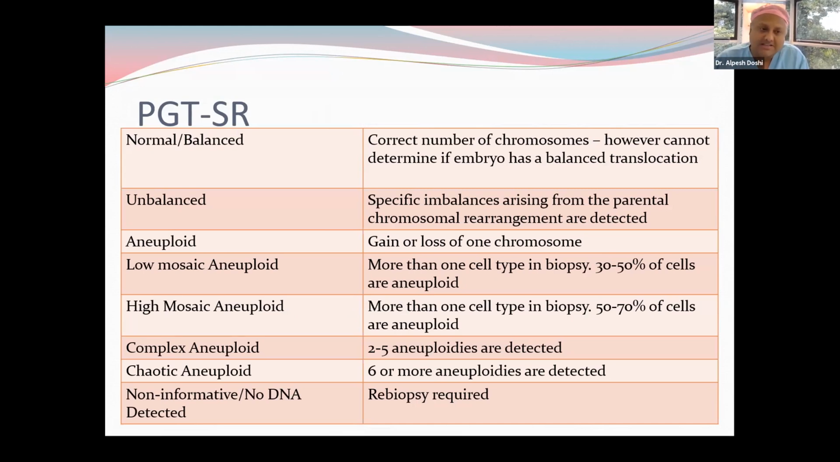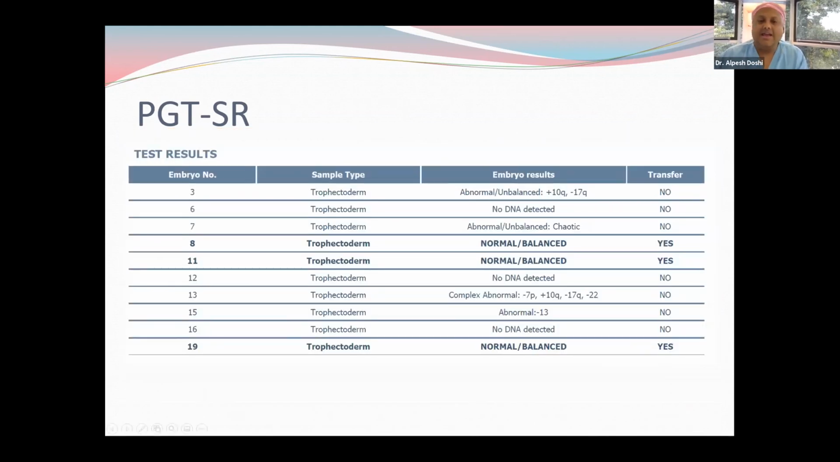You can also test for aneuploidies, because on the platforms nowadays, whether it's next generation sequencing or high resolution array technology, you can screen for other chromosomes as well. Like the previous slide, you can have low mosaic, high mosaic when it comes to the other aneuploidies, complex aneuploid, chaotic, or non-informative. This is an example of a patient of ours who had a structural rearrangement of chromosomes.